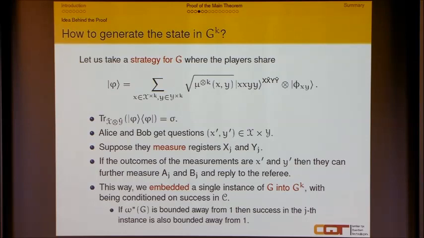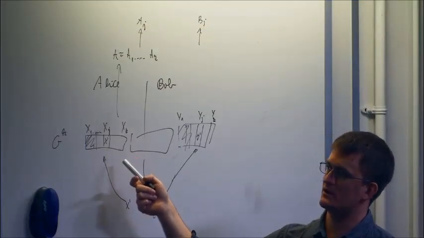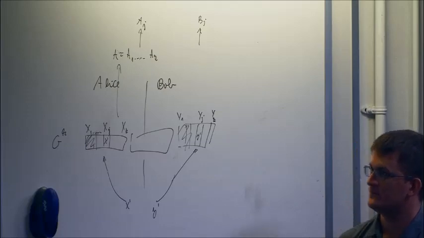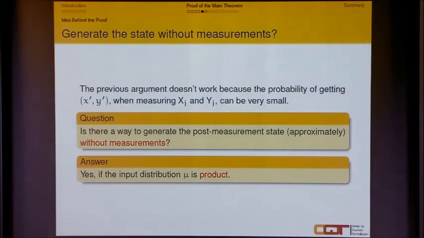Again, if the value of the game is bounded away from 1, then success in the jth coordinate must also be bounded away from 1. But of course, it doesn't work like that, because when we measure xj in this coordinate, the probability that we actually get the correct x prime can be arbitrarily small. So the question is, is there a way to generate this post-measurement state approximately without doing measurement? The answer is yes, if the distribution of x prime, y prime is product.